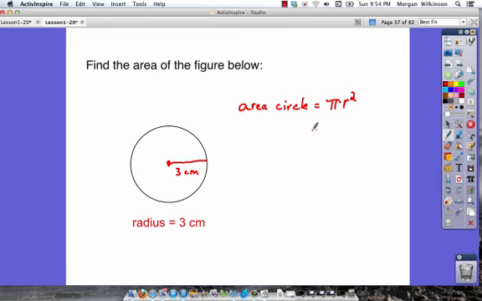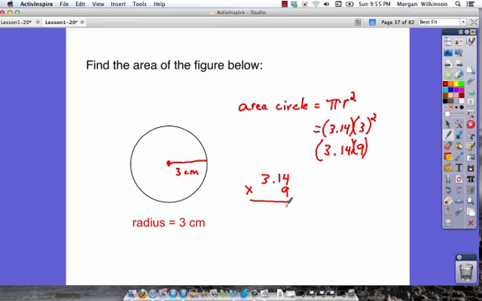So in this problem, it's going to be equal to pi, that's 3.14, times the radius of 3 to the second power. Order of operations tell us we do powers first, so 3 squared is 3 times 3, that's 9. So we're going to get 3.14 times 9. And we can go ahead and do that multiplication to find our answer.